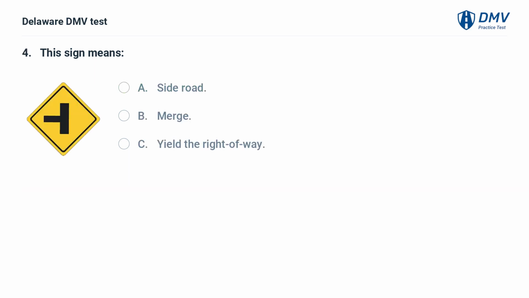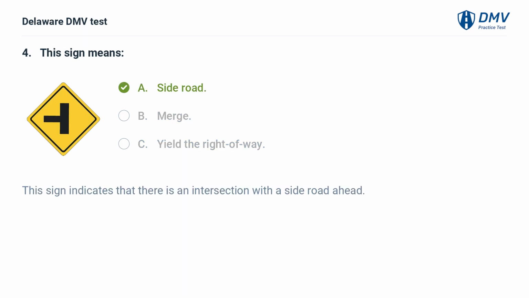This sign means A. Side road. B. Merge. C. Yield the right-of-way. A. Side road. This sign indicates that there is an intersection with a side road ahead.